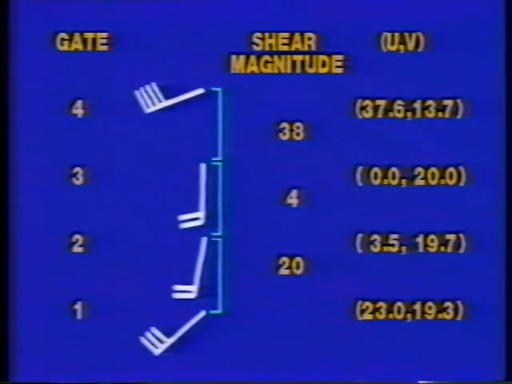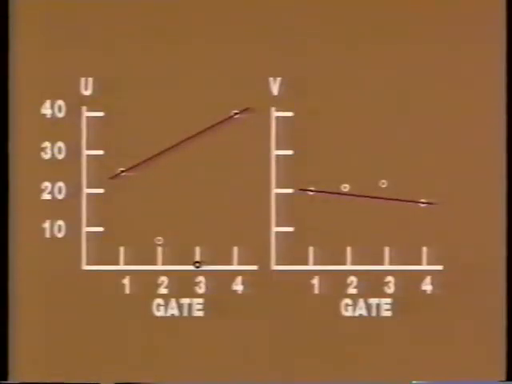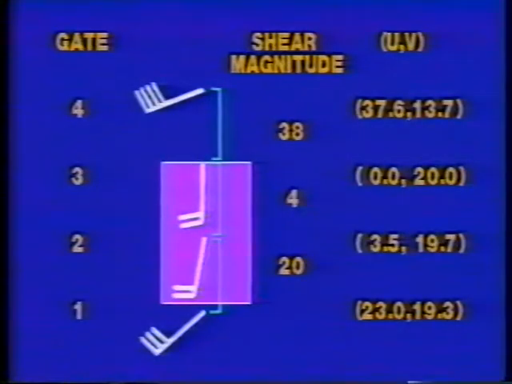To allow for the possibility that both middle winds are bad, the U and V wind components are plotted on a graph, and a straight line is drawn between data in gates 1 and 4. If the components in the middle gates are reasonably close to the straight line, the winds are accepted. In this case, however, the middle two U components lie far from the straight line. Thus, the middle two winds are flagged.